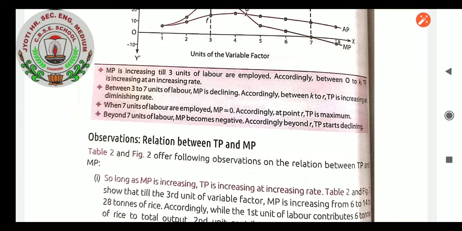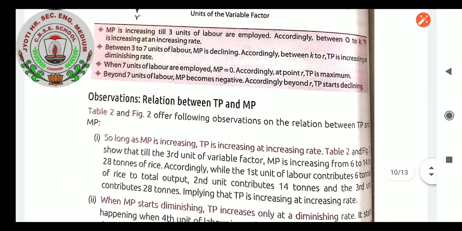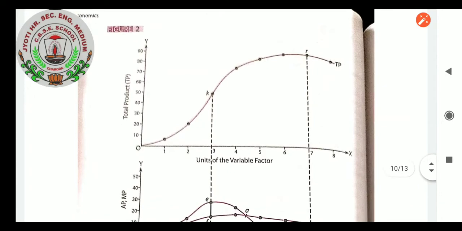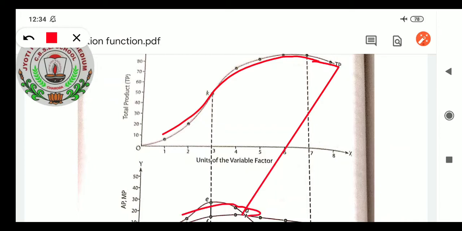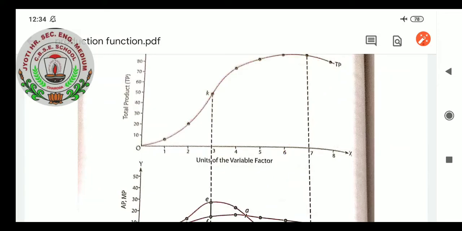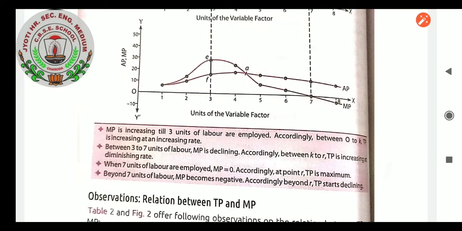MP is increasing till 3 units of labor are employed, and accordingly TP is increasing at an increasing rate. You can see this graph. At a certain level it is going down. Here it is increasing as well as decreasing. So these are the 2 points, students, which help us to know. TP, AP line you can see there, MP line is increasing, then suddenly it is decreasing. Average product will go as the TP goes, but not at the same level, at a different level.